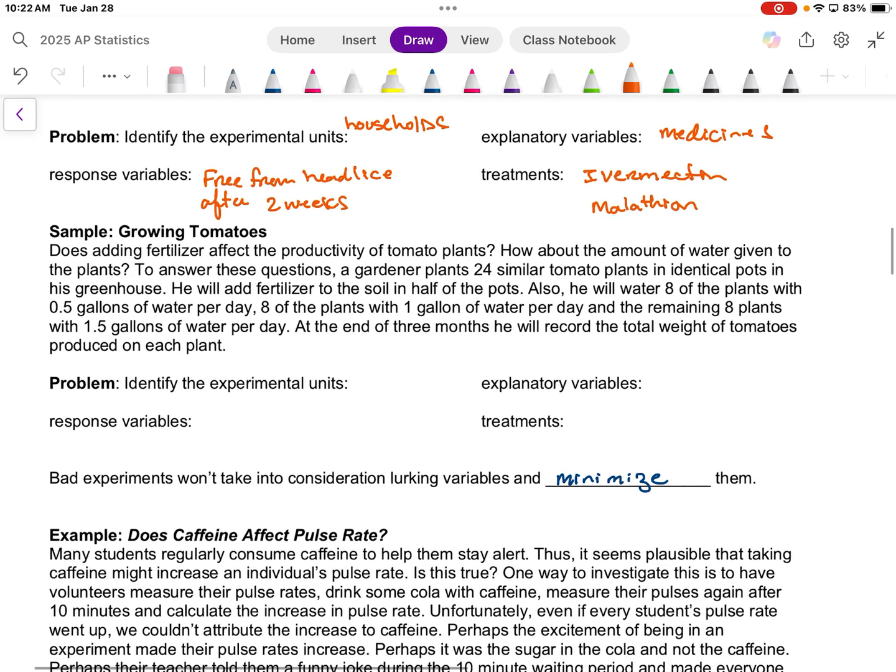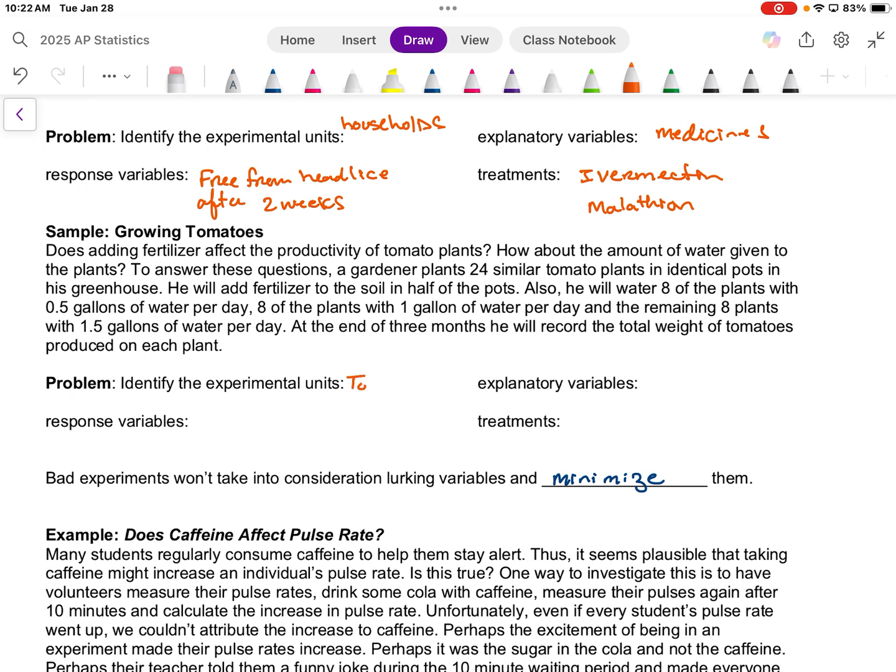So this one, what are my experimental units? That would be the tomato plants. My explanatory variables, that would be the fertilizer and the water. What did they gauge at the very end? After 3 months, they'll record the weight. So the weight of the tomato plants.